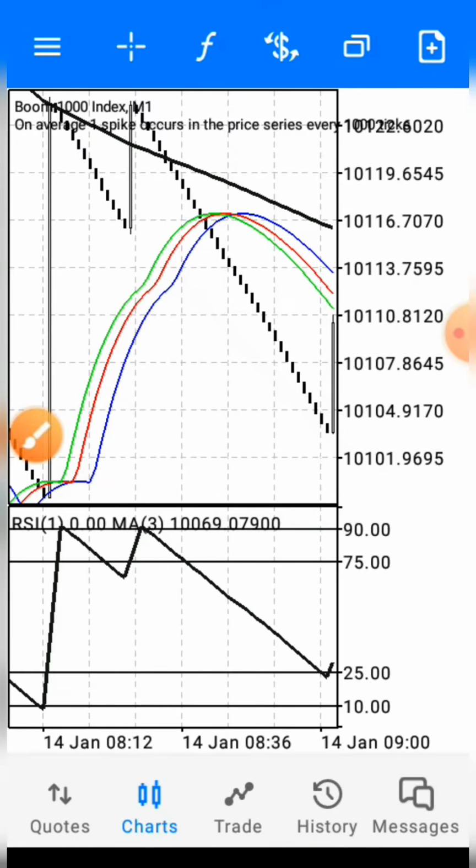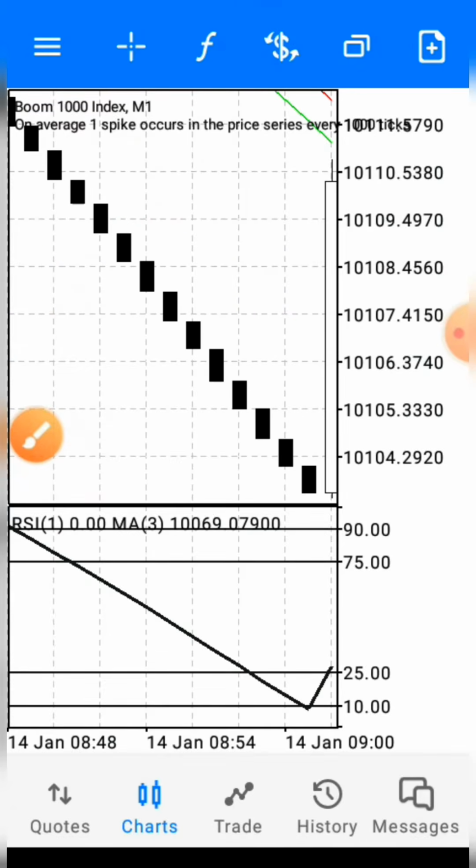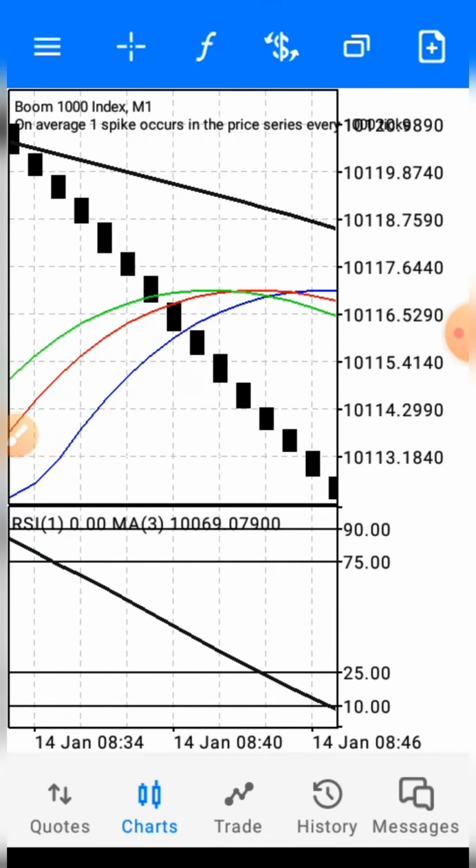Now when you see the crossing, immediately you see the green below the blue and the red, then you go in for 10 candles. As you can see right here, we have 10 candles after the crossing.